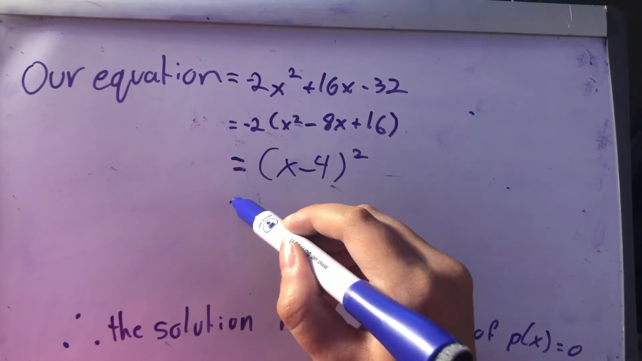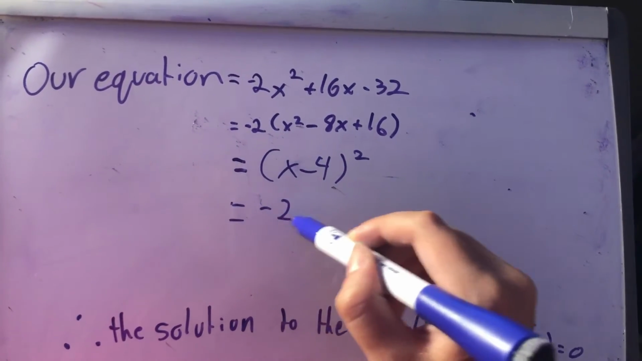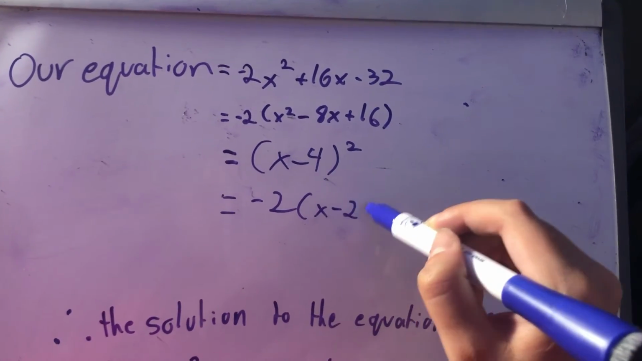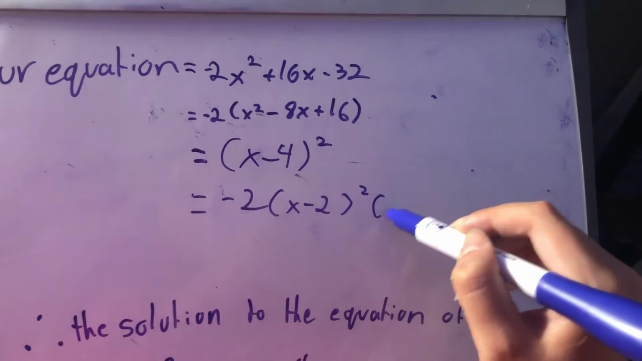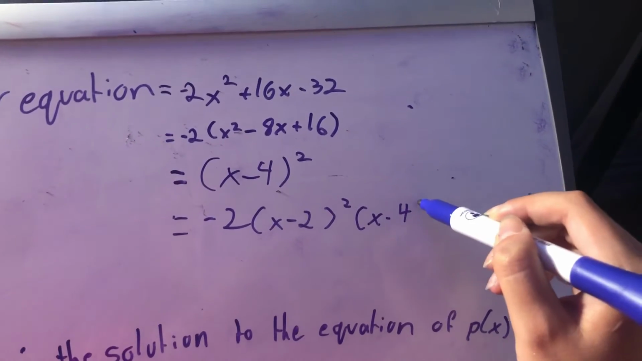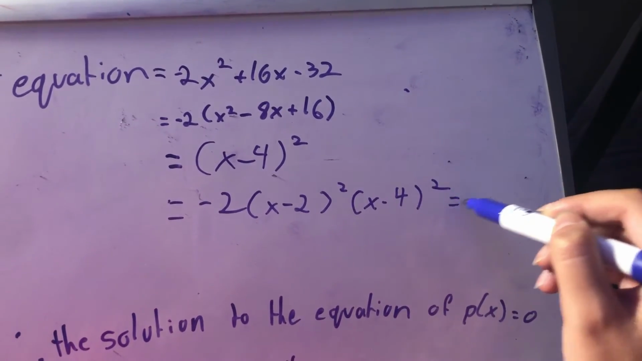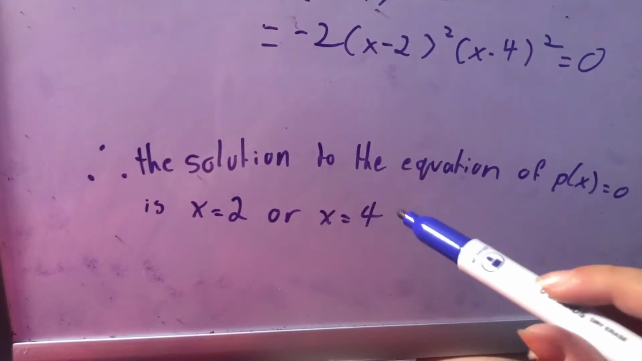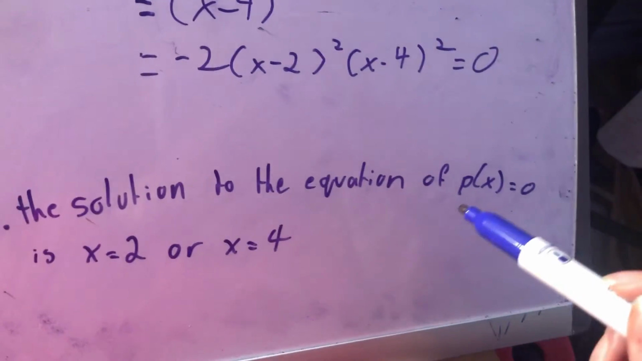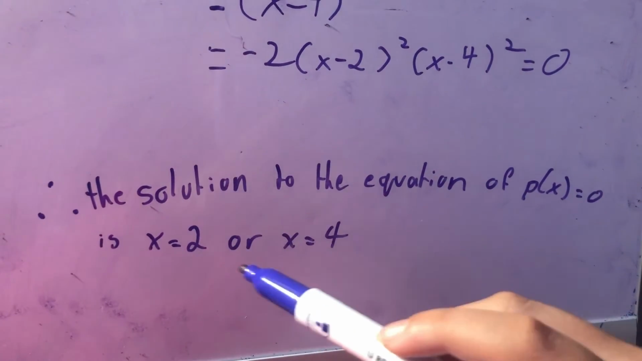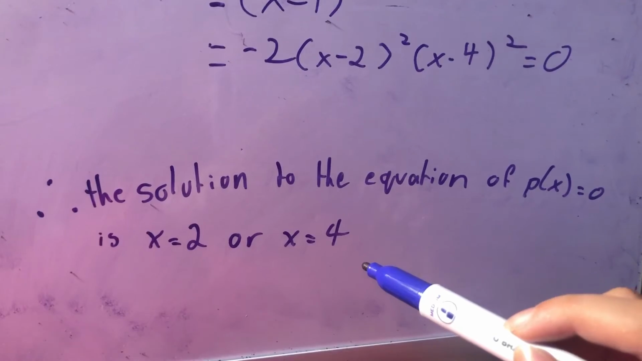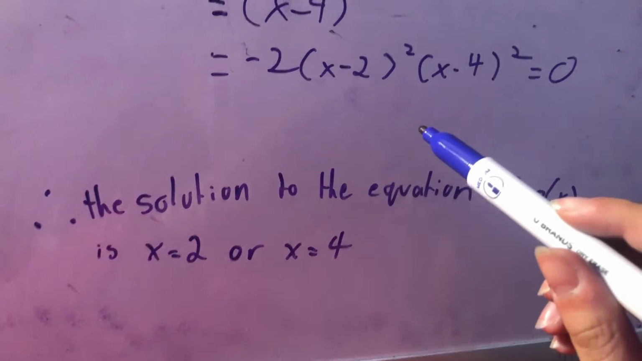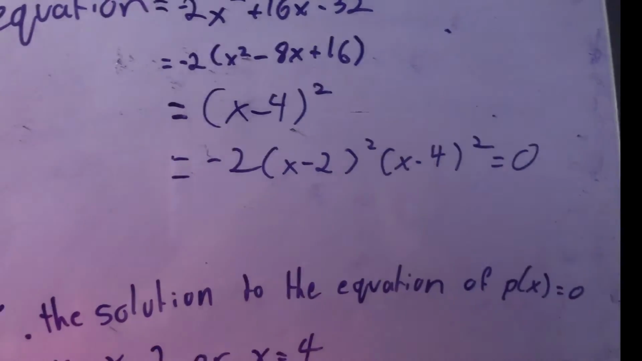Therefore, our equation is now negative 2 times (x minus 2) times (x minus 4) squared is equal to 0. Therefore, the solution of p(x) equal to 0 is x equals 2 or x equals 4, as they will both give us a value of 0 when substituted into this polynomial.